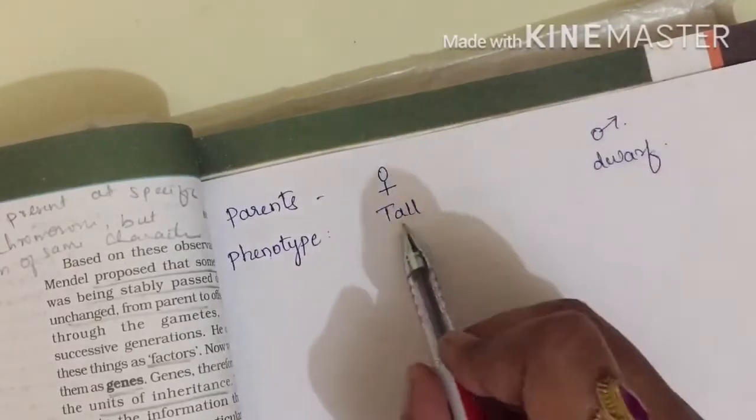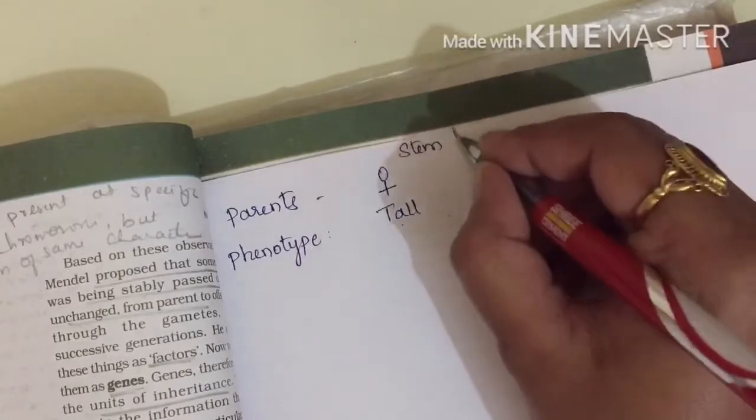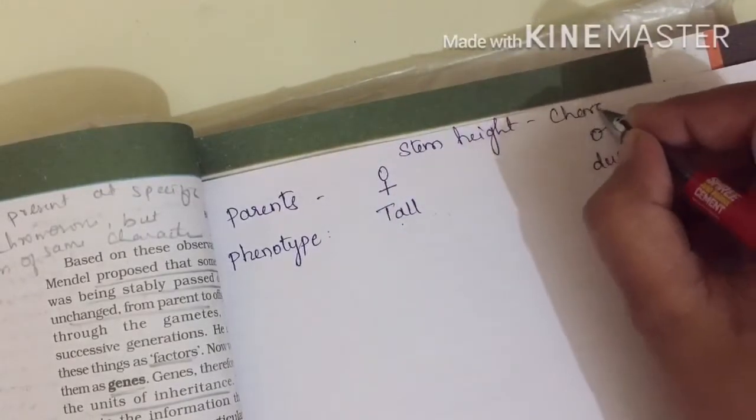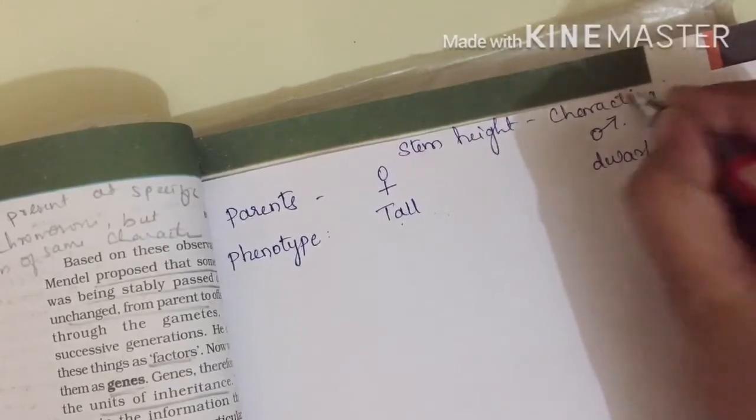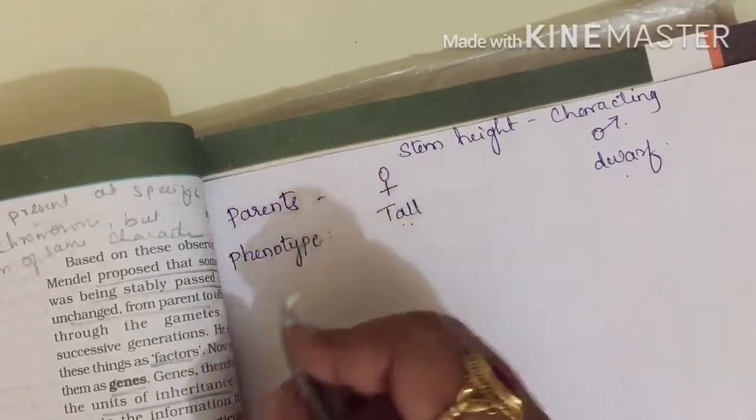So what character have we chosen? The character which has been chosen is stem height. Stem height is the character. What are its two contrasting characters? It is tall and dwarf. These are the phenotypes, the phenotype of the parents.